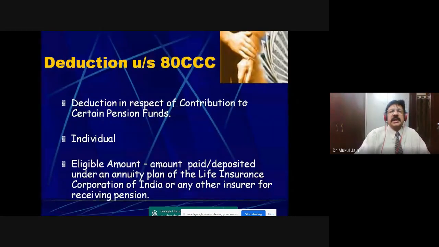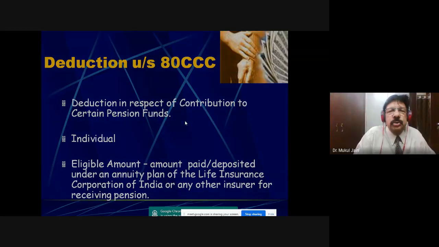Next, there is another section called section 80CCC. This deduction is for pension plans only. It is written that it is a deduction in respect of contribution to certain pension plans. Individuals can avail this. What is the eligible amount? Amount paid or deposited under an annuity plan of the Life Insurance Corporation of India or any other insurer for receiving pension. You can buy this pension plan from an insurance company, or it can be provided through your employer.